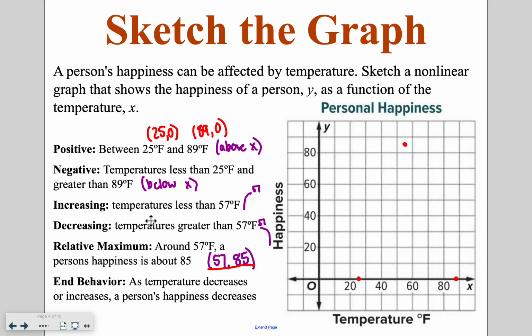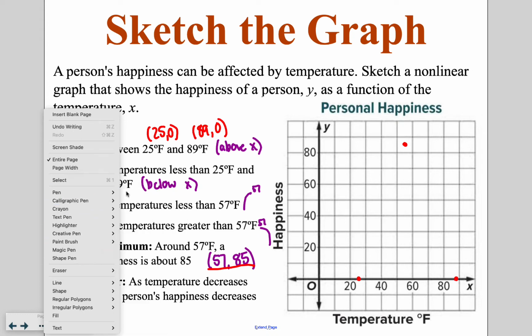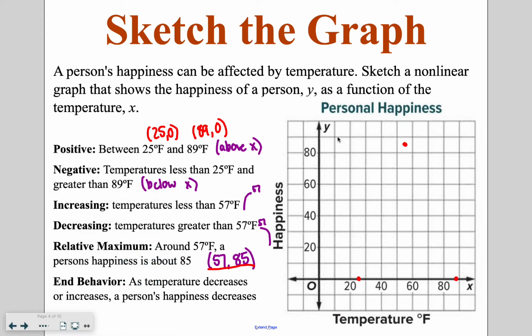It said we were increasing for temperatures less than 57. So as I am going from 25 up to 57, it's going to be increasing. And once I hit 57, it's going to be going down again. So your goal then is going to be to sketch this graph as a continuous function.